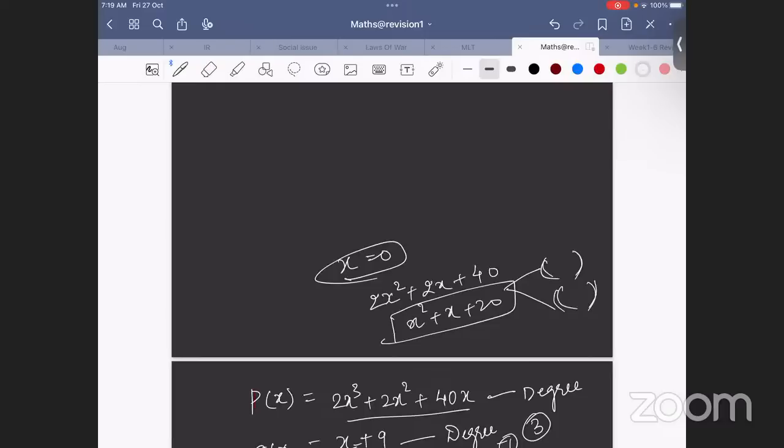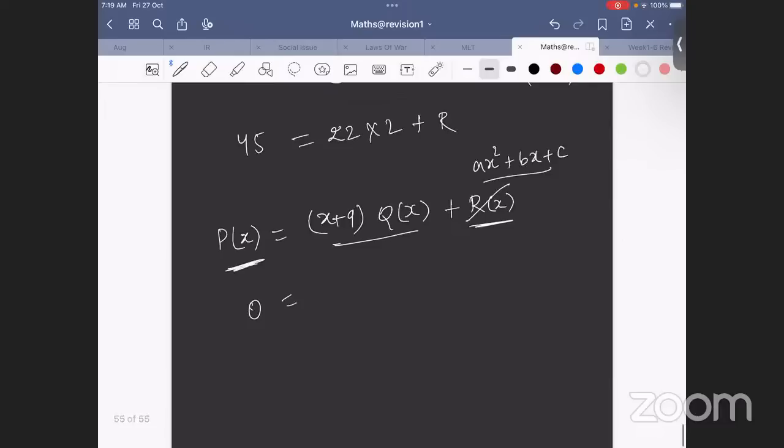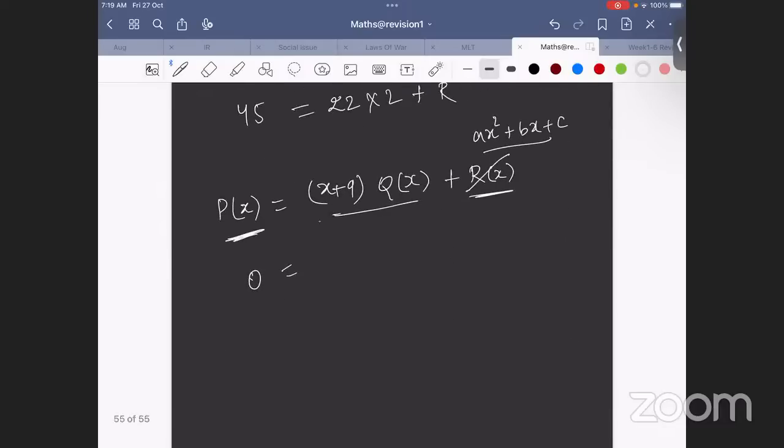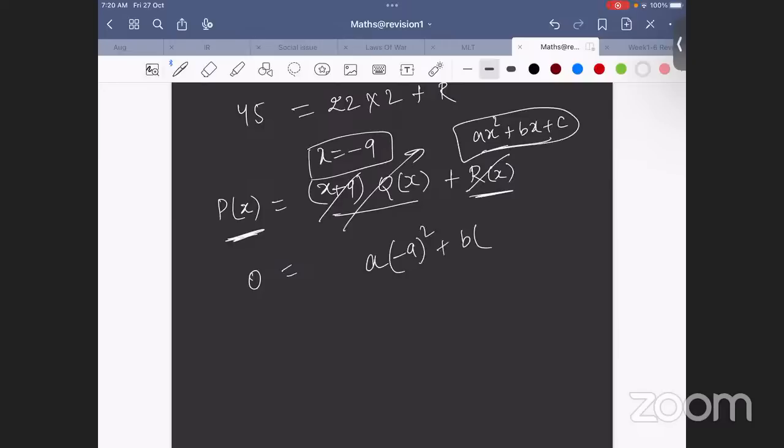Sorry, sir, can you repeat what you have just said? Okay, so x plus 9 was there, right? One thing you can do is put x equals to minus 9. If you put x equals to minus 9, this will get cancelled. Now you'll be left with this value: A of minus 9 whole square plus B of minus 9 plus C, and that will be equal to whatever values you're getting here. So this will be some P of minus 9.